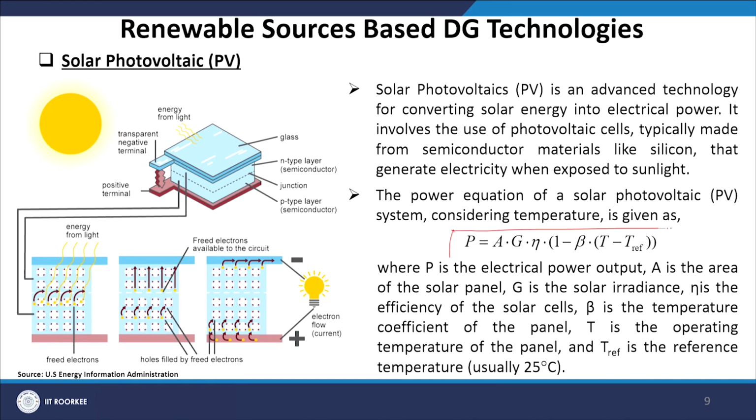Now, similar to wind turbine, in case of solar PV, the power equation is given by P = A G eta (1 - beta (T - T reference)), where P is the electrical power output of a PV panel, A is the area of the solar panel, G is the solar irradiance, eta is the efficiency of the solar cells, beta is the temperature coefficient of the panel, T is the operating temperature of the panel, and T reference is the reference temperature, which is usually considered to be 25 degrees Celsius.